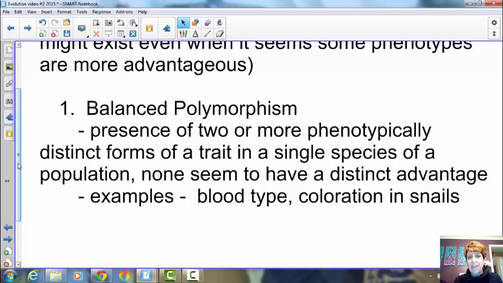So the fact that you can have tan rabbits and light colored rabbits and really dark colored rabbits, and they all tend to exist, that's an example of balanced polymorphism when you see many different types. Another great example is blood type. You could be A or B or AB or O, and there seems to be people with all of them. It doesn't seem to be a selective advantage. So when you see all these different varieties, that helps increase the chances of variety in a population.